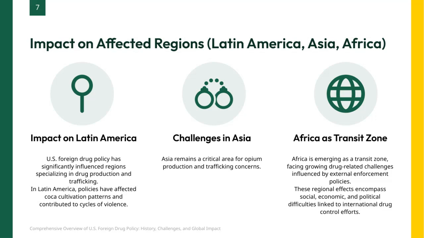When we look at Latin America, U.S. foreign drug policy has had a profound impact, especially in areas involved in drug production and trafficking. These policies have shifted coca cultivation patterns and, unfortunately, have also contributed to ongoing cycles of violence in the region. In Asia, the situation centers around its role as a major producer of opium. This continues to be a critical concern, with significant challenges related to both production and trafficking. Africa is increasingly becoming a transit zone in the global drug trade. This emerging role brings new drug-related challenges that are influenced by enforcement policies from outside the continent. Across all these regions, the effects of international drug control efforts are far-reaching, touching on social, economic, and political issues.